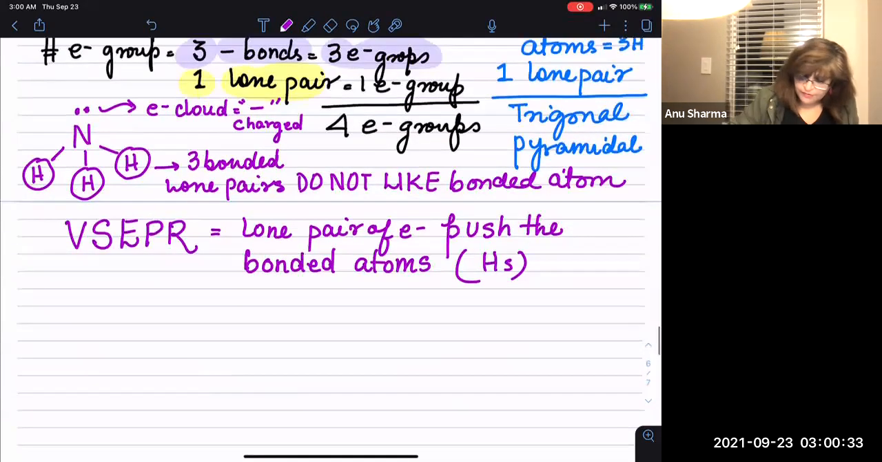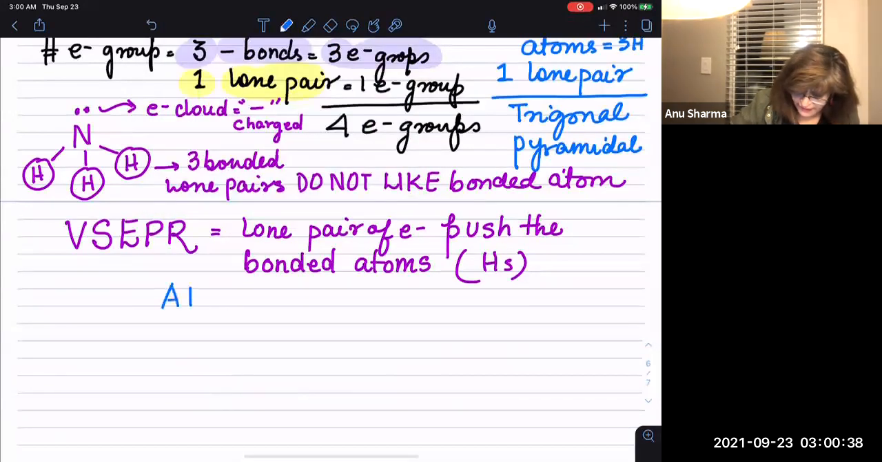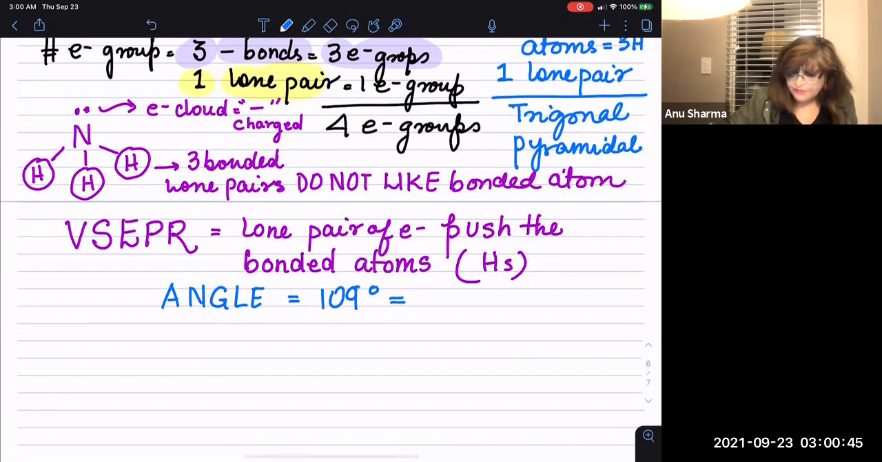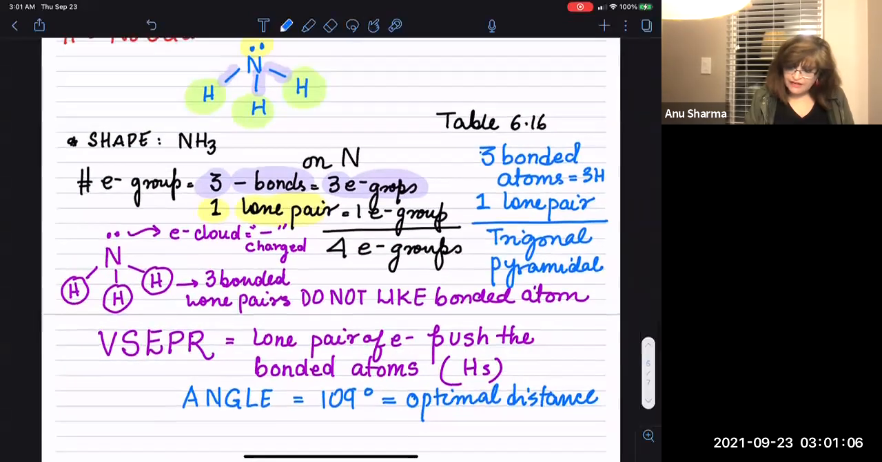And they push them so far away that the angle comes out equal to 109 degrees. That keeps them still connected with nitrogen, but at the optimal distance from each other. That angle creates that optimal distance, so they don't repel, but at the same time remain connected with the central atom. Okay, that optimal distance is maintained. So that's the valence shell electron pair repulsion.